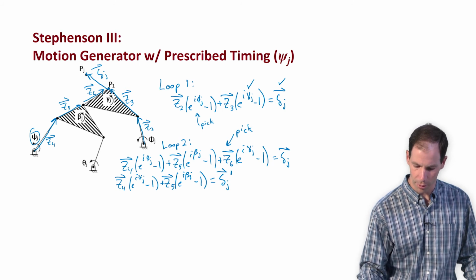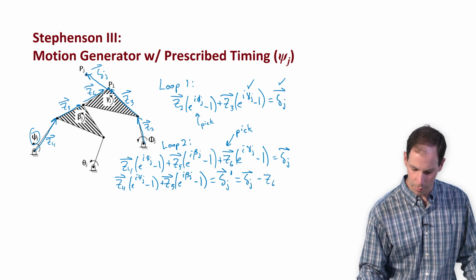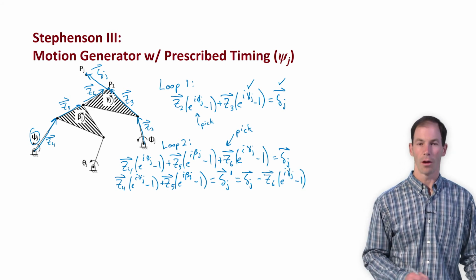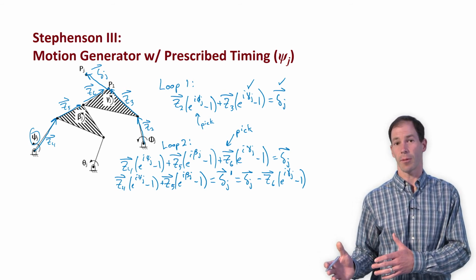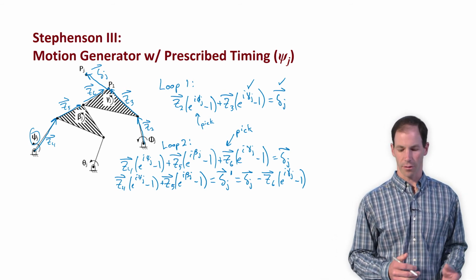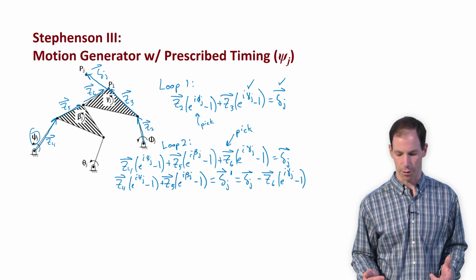You'll see why in just a moment. But this will be equal to the initial delta j, subtracting off Z6 times its rotation operator e to the i gamma j minus 1. So now everything on the right side of my equation is known, and I've got only these two vector components on the left side, so I can now have this in standard form.